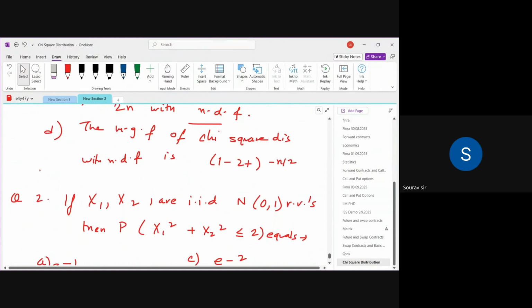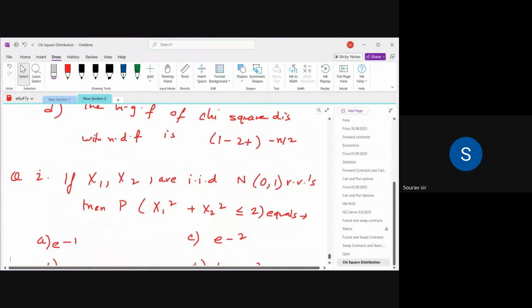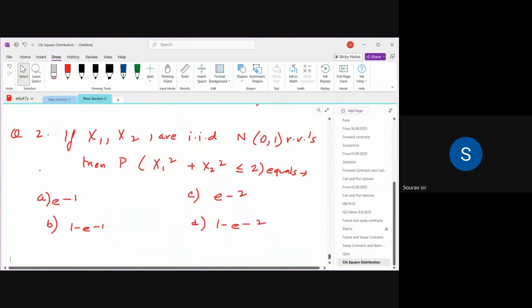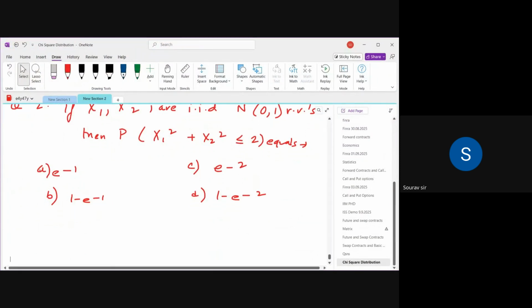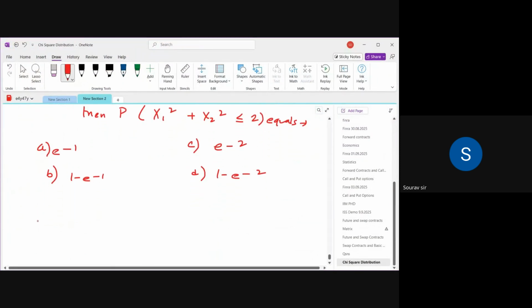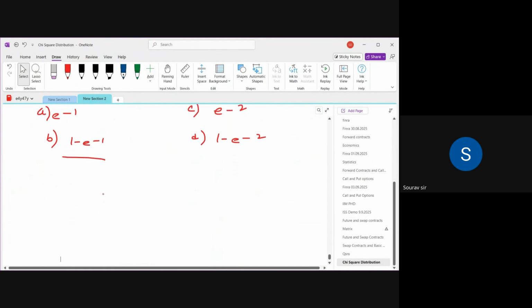Next, for question 2, okay. I hope everyone has noted the question. If X1, X2 are identically and independently distributed, then P will be equal to what? Answer B. Option B, that is 1 minus e to the power minus 1. Okay. Let's do it.